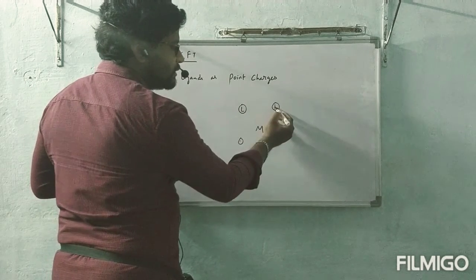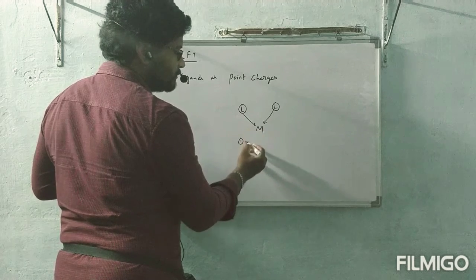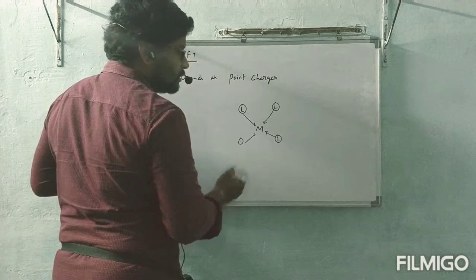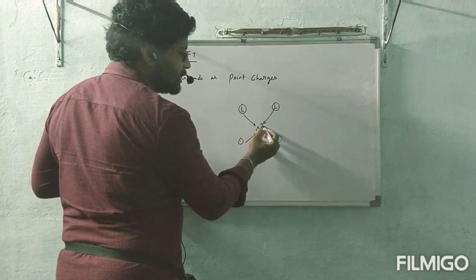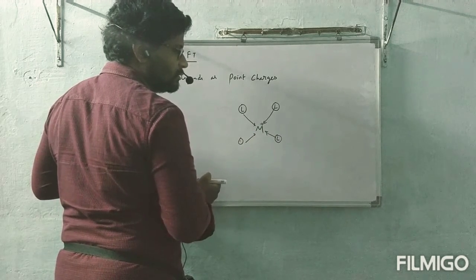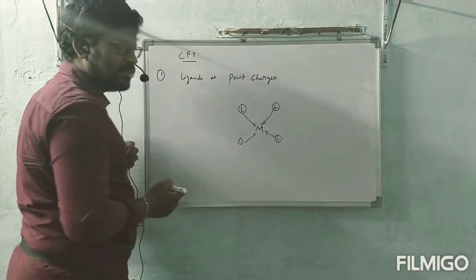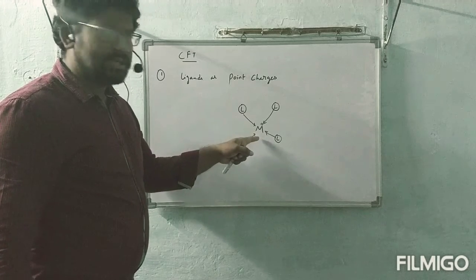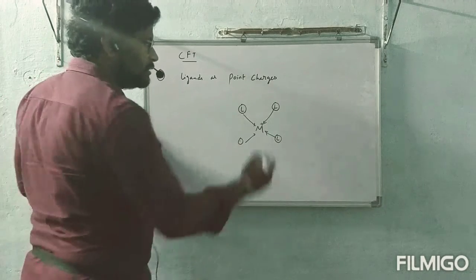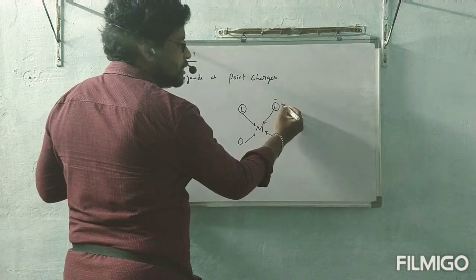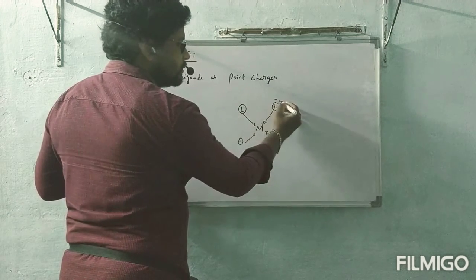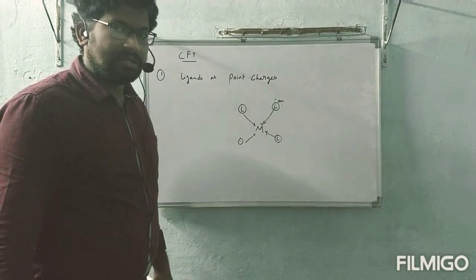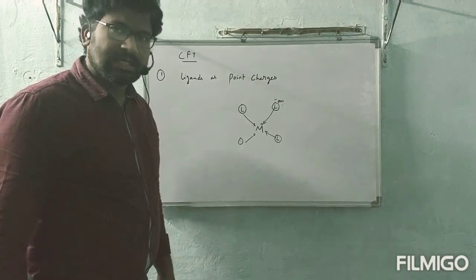When the ligands come near to the metal atom or ion, it has a positive charge. Generally, only the positively charged metal is involved in coordinate-covalent bonds in complexes, correct? This one has a positive charge. Ligands contain a negative charge or lone pair of electrons. Both are considered as point charges only.